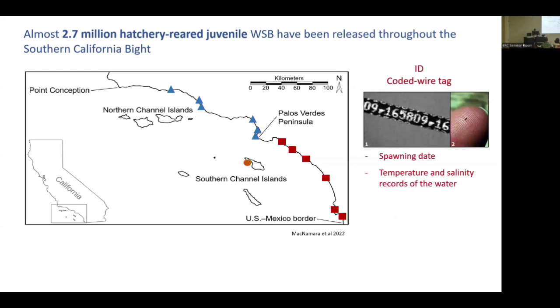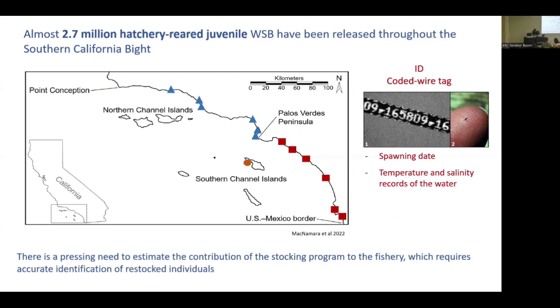Before release, each juvenile has been tagged with a coded wire tag. You can see an example, and this is the size of the tag. So when they recapture the fish and read the tag, we can know all the records of the hatchery, such as the spawning date and the temperature and salinity records of the water from the tank. Now there is a pressing need to estimate the contribution of the stocking program to the fishery, which requires accurate identification of the restocked individuals.